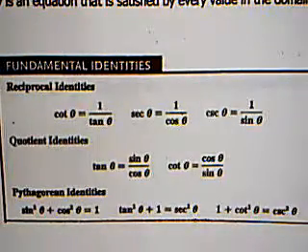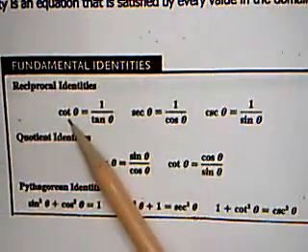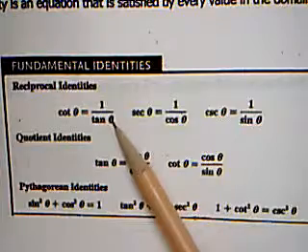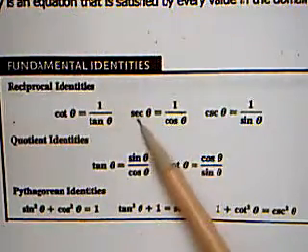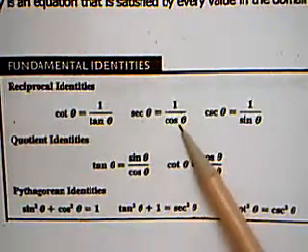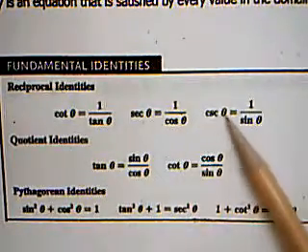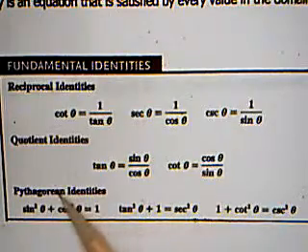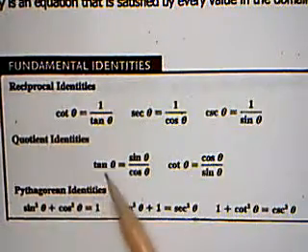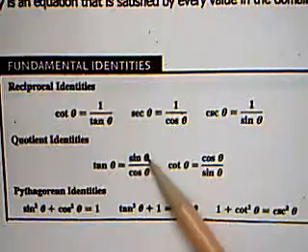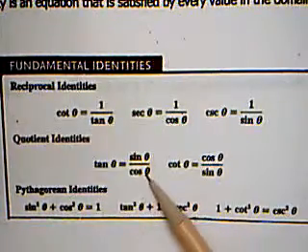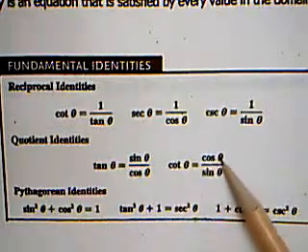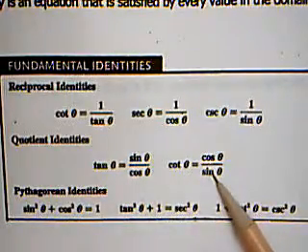Okay, the reciprocal identities: cotangent of theta is equal to 1 over tangent of theta. That's something we've talked about from the beginning. Secant of theta is equal to 1 over the cosine of theta. Cosecant of theta is equal to 1 over the sine of theta. And then we have our quotient identities. The tangent of theta is equal to the sine of theta over the cosine of theta, and the cotangent of theta is equal to cosine of theta over sine of theta.